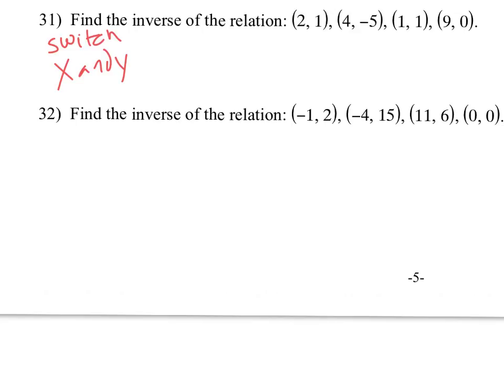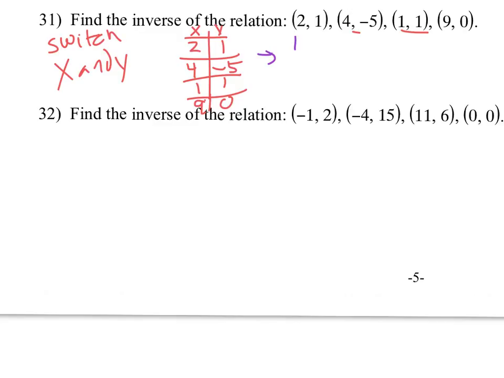Usually, when we see these, we're used to seeing this in a table or a graph. If you'd like to make this into a table, you're welcome to do so, although you certainly don't need to. So that'd be (2, 1), (4, -5), (1, 1), and (9, 0). Okay?